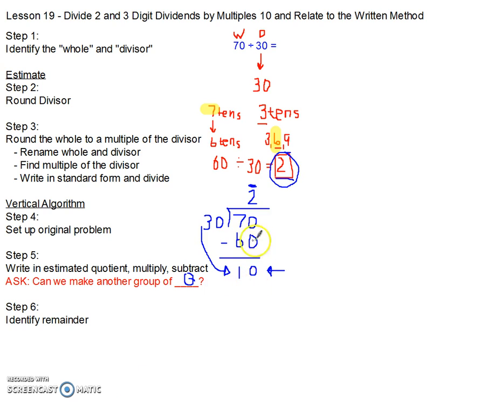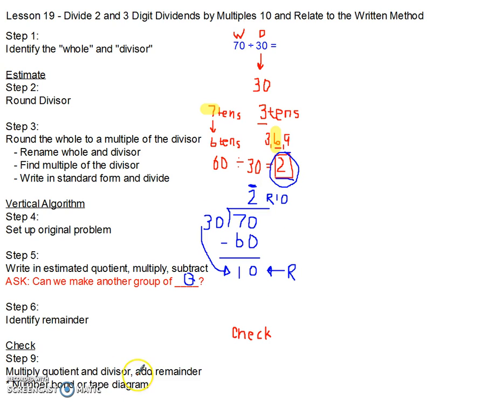So we've identified that we can't make another group, so we know that 10 is going to be our remainder. If you wanted to write that up here, remainder 10, you can, just so you know. So our answer to the division problem, 70 divided by 30, would be 2 remainder 10. Now we want to check our answer. It's always important to check your answer after you're finished.